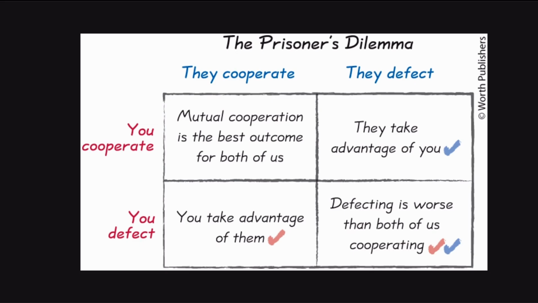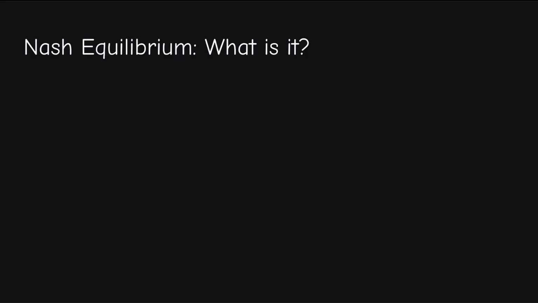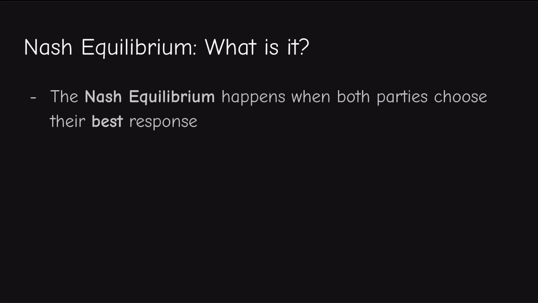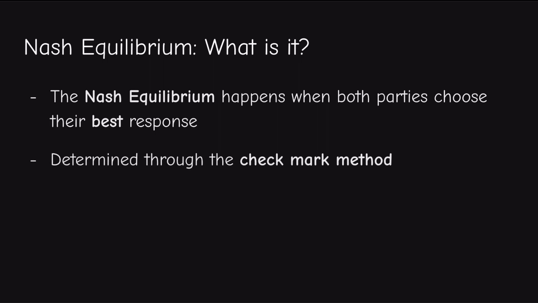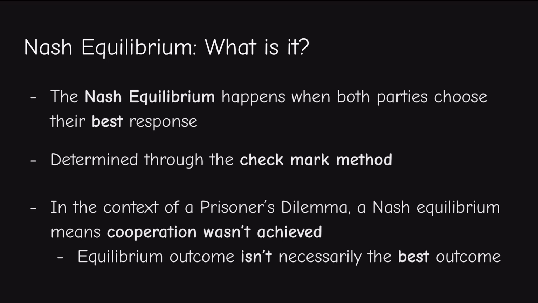So see those check marks? Remember where they are, because they're really important for a phenomenon called Nash equilibrium. So Nash equilibrium happens when both parties choose their best response, and it's determined by a thing called the checkmark method. It's worth noting, though, that in the context of a prisoner's dilemma, a Nash equilibrium means cooperation didn't occur, and even if everyone picks their best response, the equilibrium outcome isn't necessarily the best one.